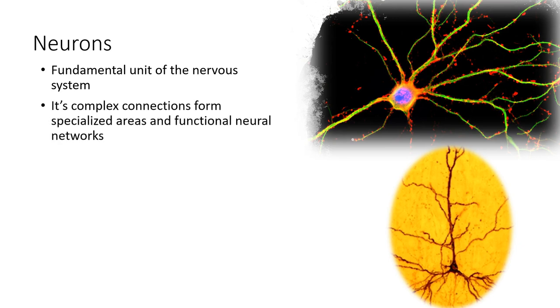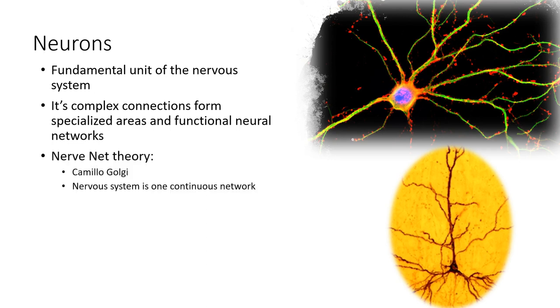The neuron's complex connections allow for specialized areas and functional neural networks. It's the ability for neurons to communicate with one another in sequence or in parallel that determines the effectiveness of particular functions that the nervous system oversees.